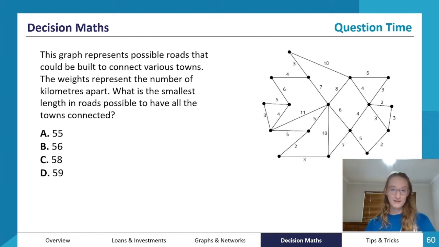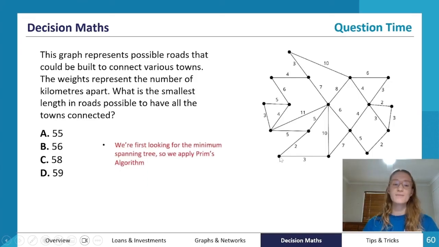Let's apply Prim's algorithm. I'm going to start with the vertex in the bottom left-hand corner. I see that I've got two edges attached to it, one with a weight of 2 kilometers and one with a weight of 3 kilometers. The most cost-effective way to connect in this vertex is by building that road there. So we're applying Prim's algorithm.